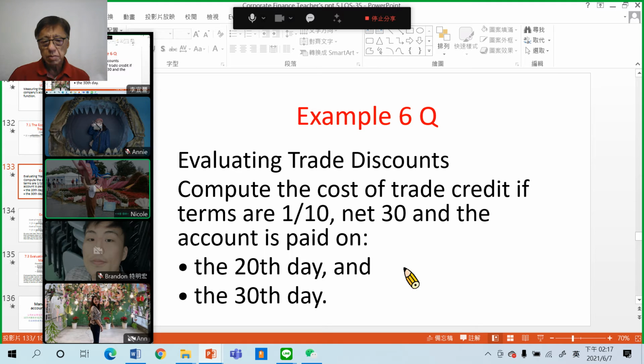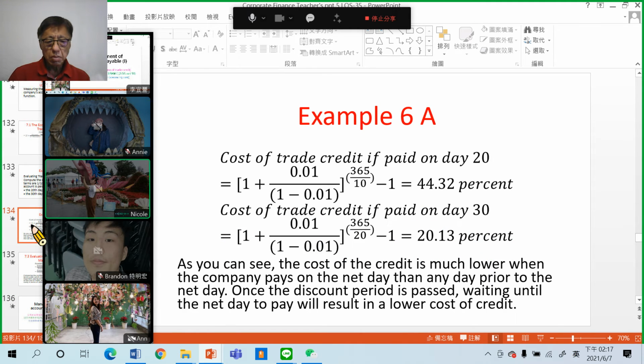The cost of trade credit if paid on day 20 is (1 plus 0.01 divided by 1 minus 0.01) to the power of 365 divided by 10, and minus 1. That is equal to 44.32%.